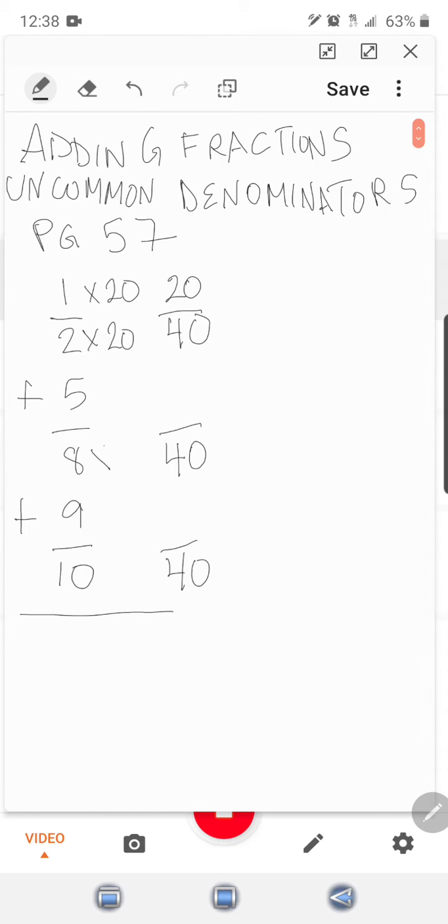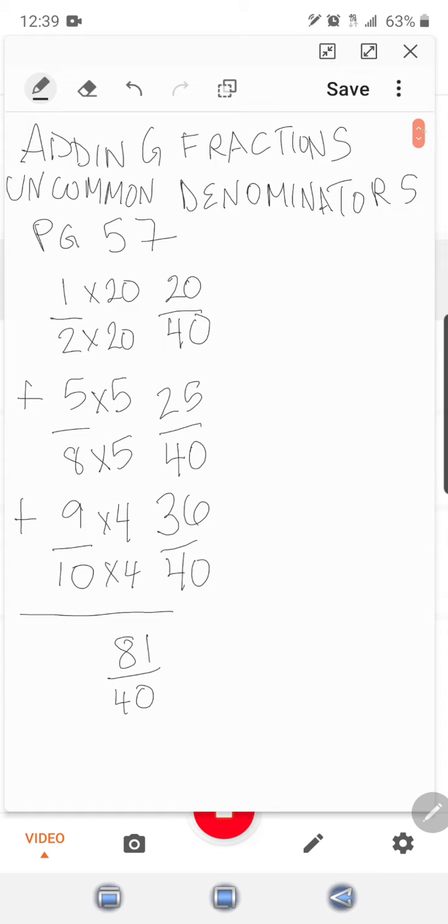Okay, so that's 25 and 4. All right, now my denominators are the same. Now I just need to add them all together. So it comes up to 81, and we put the 40 on the bottom.